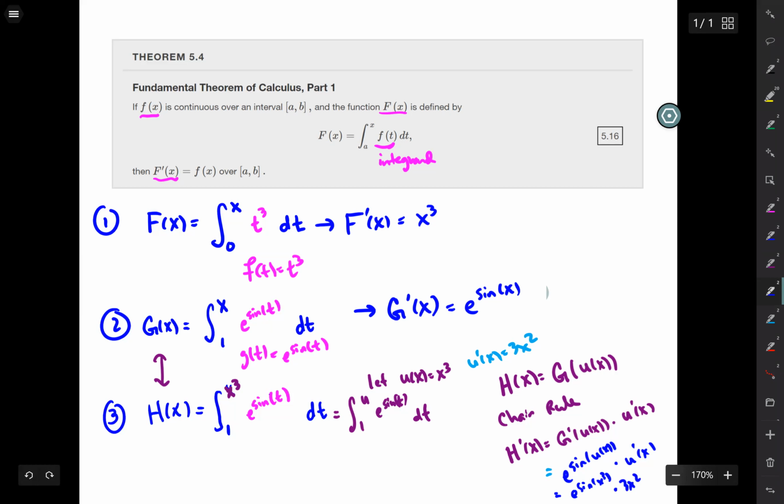So that's about as hard as these problems get: you might have to do a chain rule to fix this bound up there. And otherwise, it's relatively straightforward.